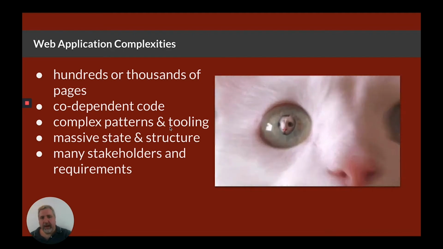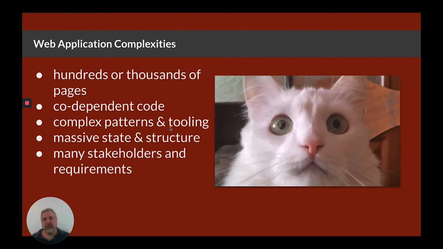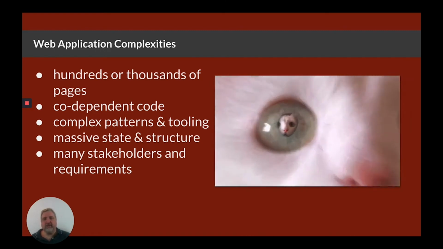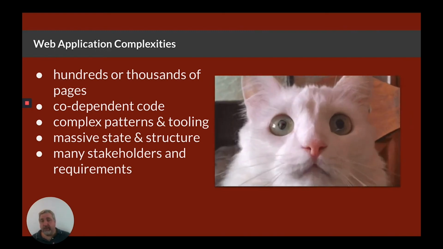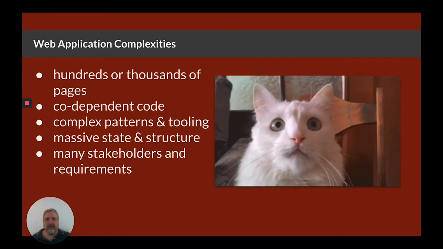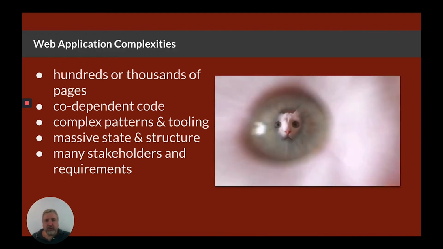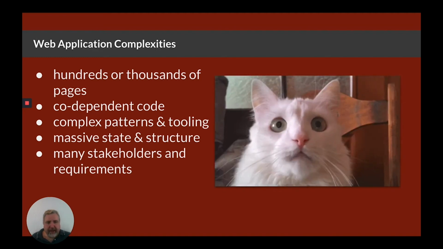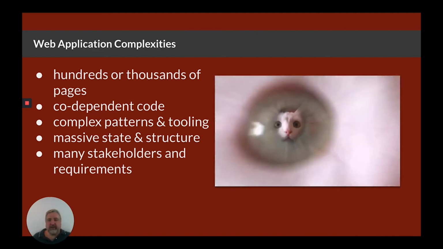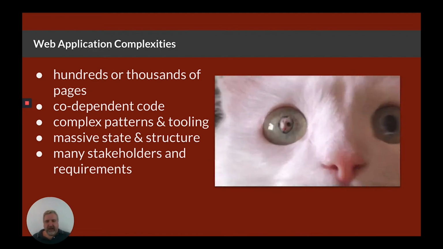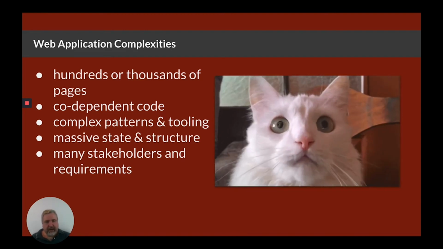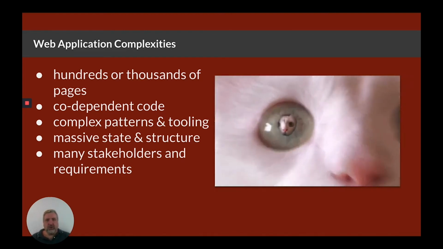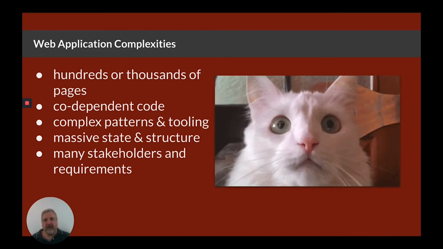So, applications versus components. Today we're using applications with hundreds, thousands of pages. We have lots of code that's codependent, intertwined with itself, complex patterns of tooling, massive state and structure. So we use great tools like MobX, maybe Vuex to handle this type of state. And we have lots of stakeholders, lots of requirements. So this thing is alive, it's out there, and it's huge. So changing things can be really scary.